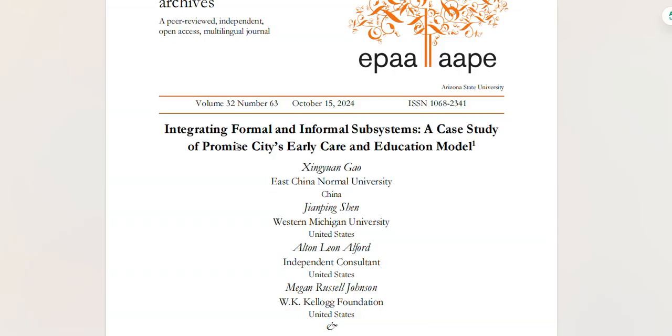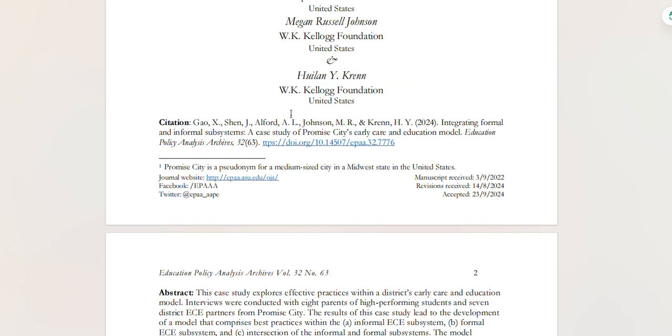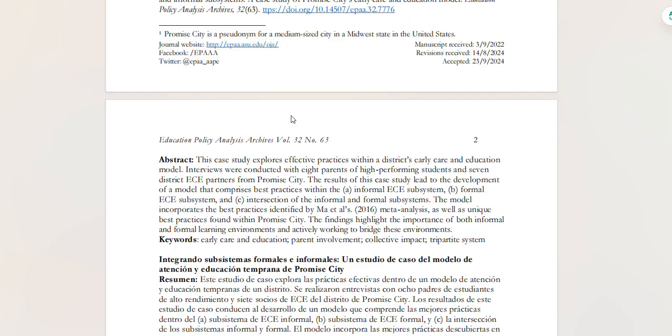So let's go to the second research example. Let's look at the case study sample entitled Integrating Formal and Informal Subsystems, a case study of Promise Cities' early care and education model. It focuses on effective practice in a city's early childhood education system, with participants that involve parents and partner organizations. The results are presented through tables and narrative interpretations.